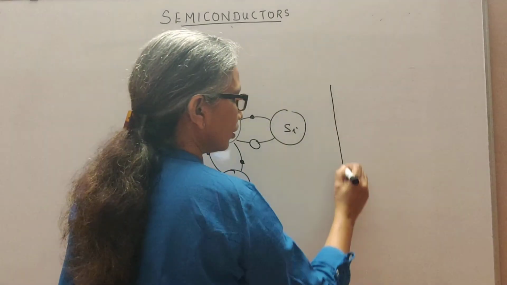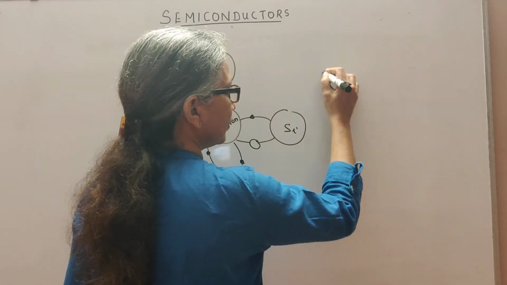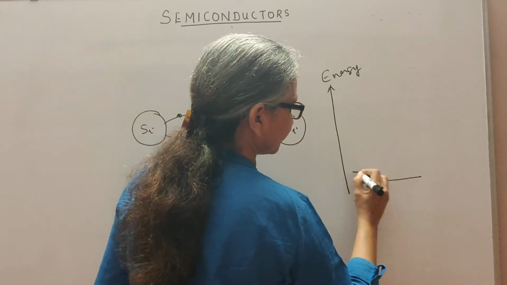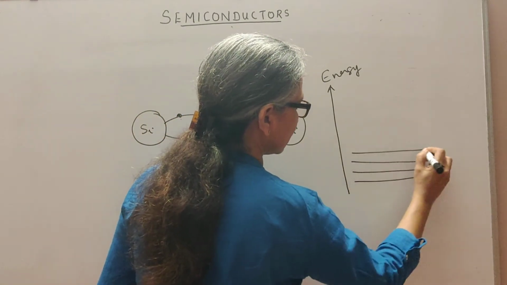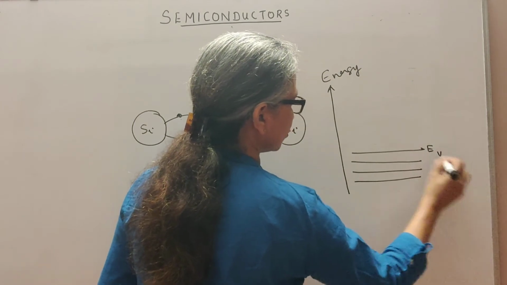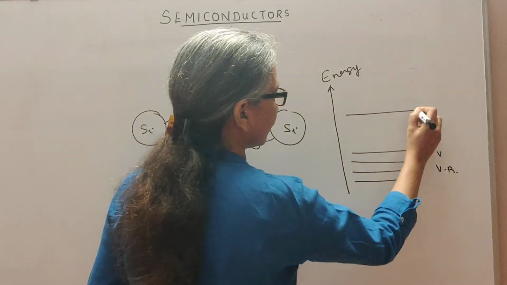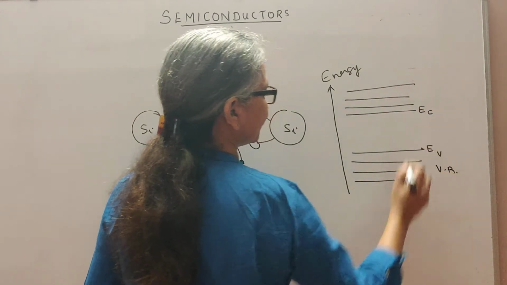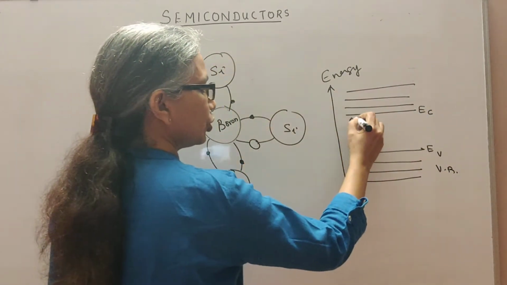So now if I draw the energy levels at T equal to 0 Kelvin, this is the valence band. This is EV, the uppermost level of the valence band. We have the conduction band above it, where this is EC. Okay, and we have the energy gap here.